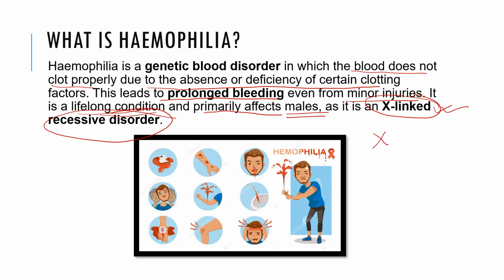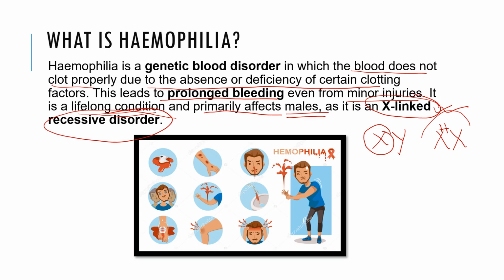Because the male has only one X and one Y, but the female has two X's. So if hemophilia is present in one of these chromosomes, she will be a carrier. She will not be the affected female, right? The other one will be masking the carrier chromosome. So the effects of this carrier will not be shown in that generation. Whereas if this X is carrying hemophilia in the male, it will cause the disease to be the prominent one, and the male will be affected with this hemophilia disease.